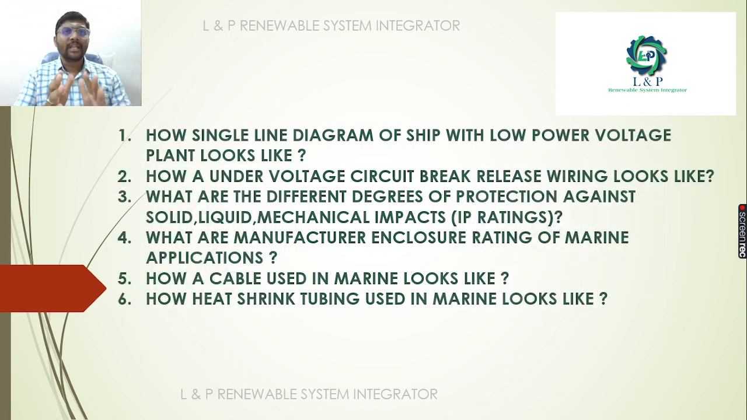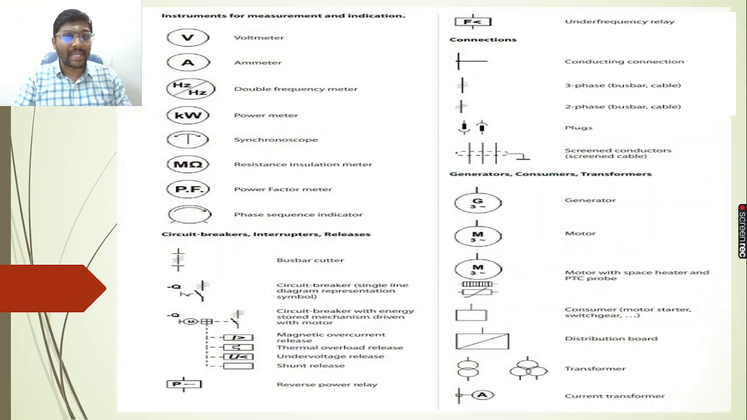Most importantly, at the end of the session we will find the answer to the following questions: how an SLD, that is a single line diagram, of a ship with a low voltage power plant looks like, how an undervoltage circuit breaker release wiring diagram looks like, what are the different degrees of protection against solid, liquid and mechanical impact, that is the IP rating, what are the manufacturer enclosure ratings for marine applications, how a cable used in marine looks like, and how a heat shrink tubing used in marine looks like.